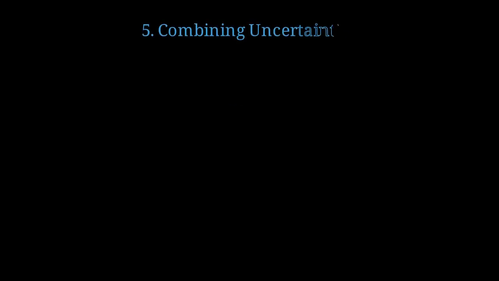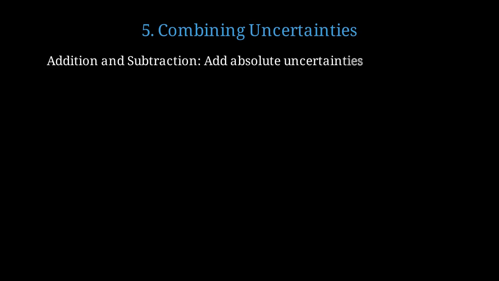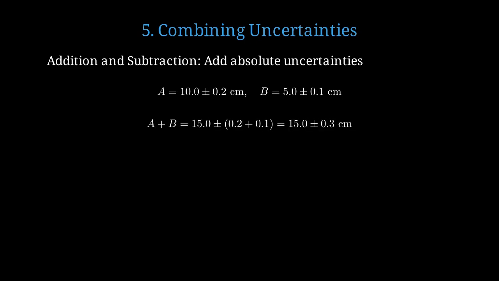When we calculate results from multiple measurements, we must combine uncertainties correctly. For addition and subtraction, we add the absolute uncertainties together. If A equals 10 plus or minus 0.2 centimeters and B equals 5 plus or minus 0.1 centimeters, then A plus B equals 15 plus or minus the sum of uncertainties, which is 0.3 centimeters.